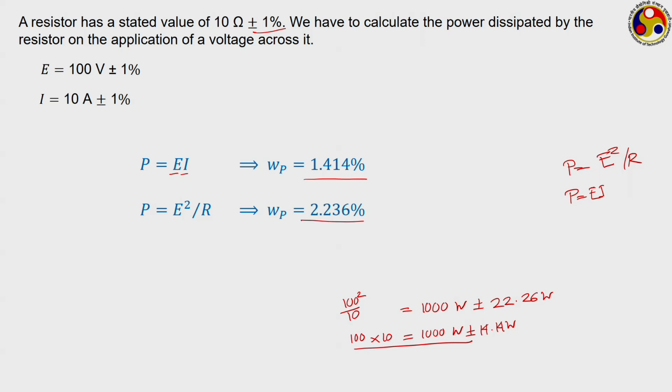So, this way we can identify which way to follow. Although we need to do two measurements, it is always better to measure both potential difference and current, and accordingly calculate the power.